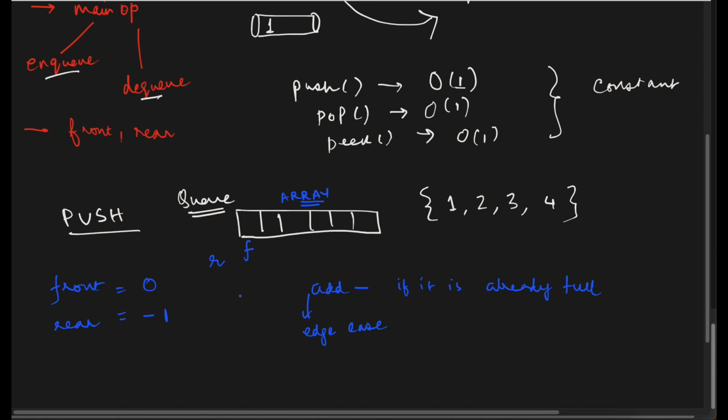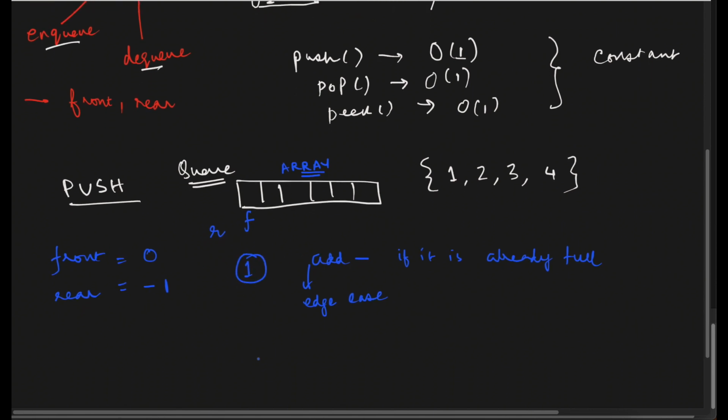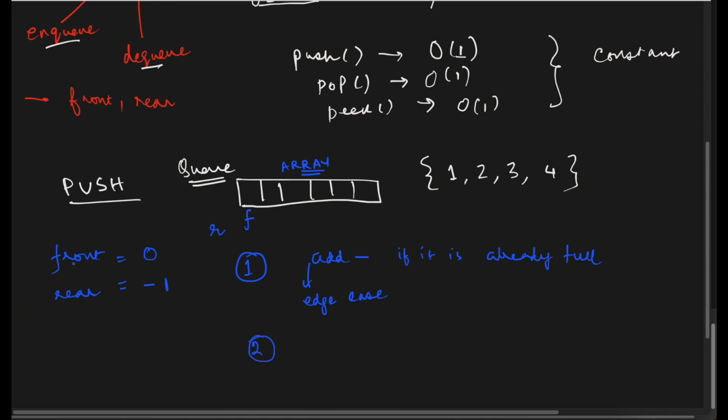So the first thing is, I will be checking if the queue is already full or not. Second thing, what should I be doing? Now the rear pointer is -1. I have to add an element over here. What is the index position? 0, 1, 2, 3, 4, 5. So I have taken 4 elements. Let's make it 5 elements for the sake of simplicity.